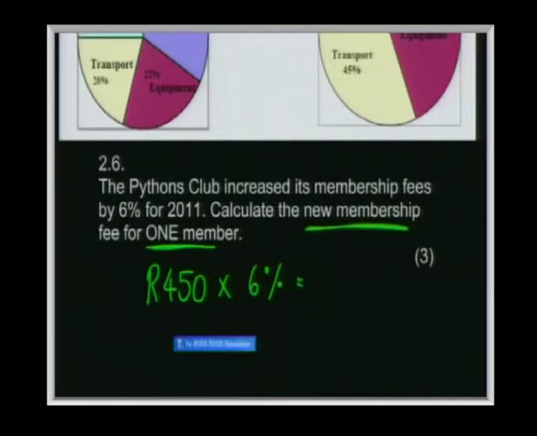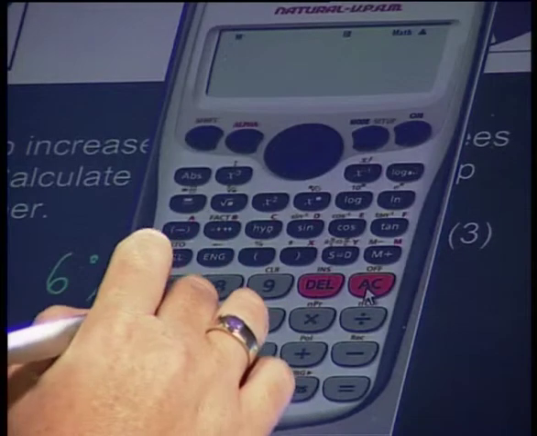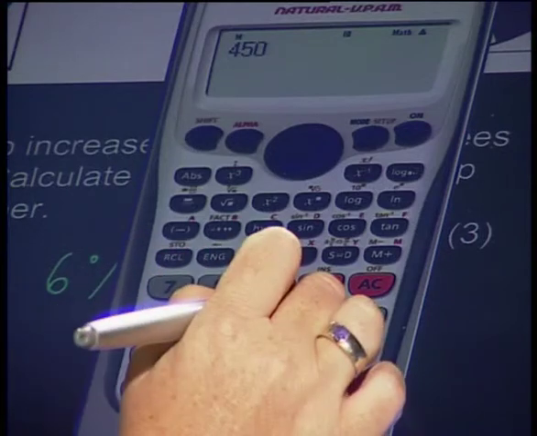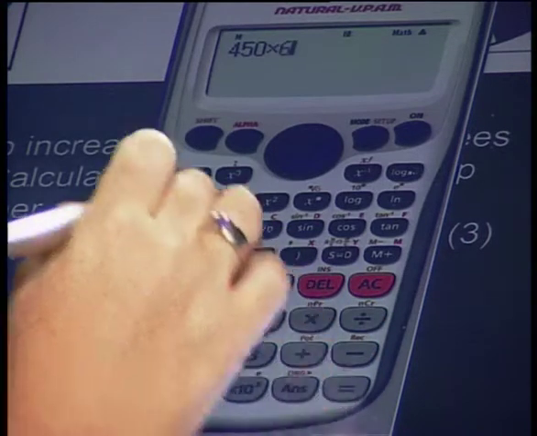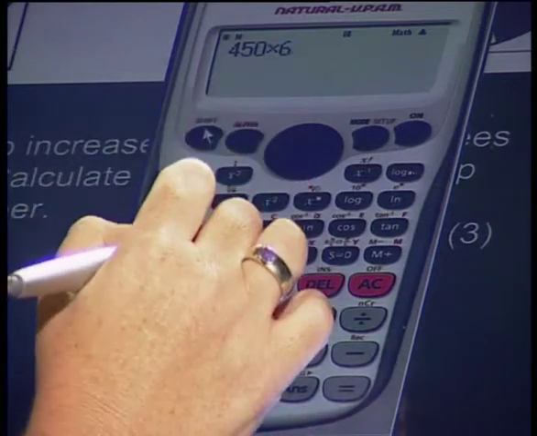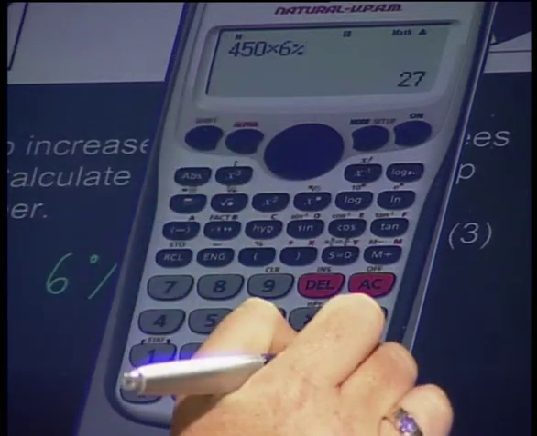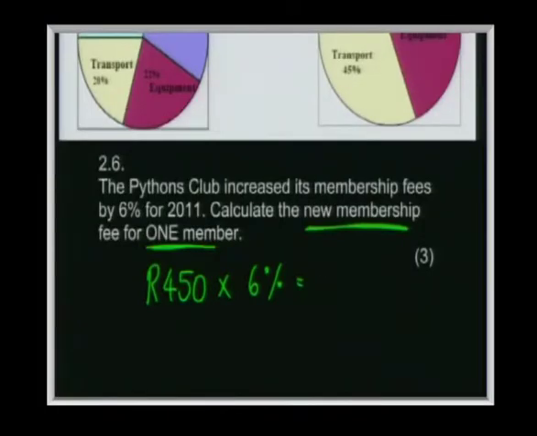And we're going to use our calculator again. So it's 450 times 6. And that gives me an answer of 27 Rand. So that means that they are actually increasing the membership fees per year by 27 Rand. So instead of paying 450 Rand, we're now going to pay 27 Rand more. So in order to get 27 Rand more than 450, we're going to have to add it on.